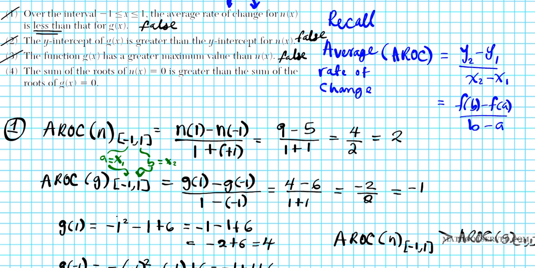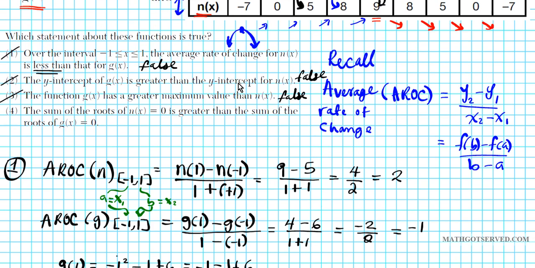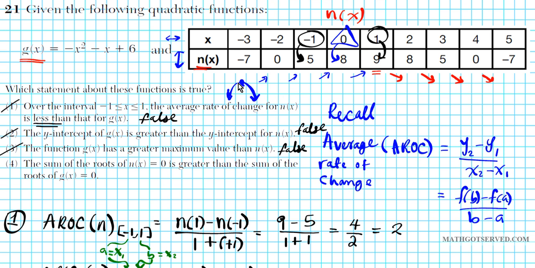All right, so for option 4, it says the sum of the roots of n of x equals 0 is greater than the sum of the roots of g of x equals 0. So the roots are basically the x values when y is equal to 0, your x-intercepts. So let's take a look at n first. When you're looking for the roots for n, you're looking for what are the x values when n of x or y is equal to 0.